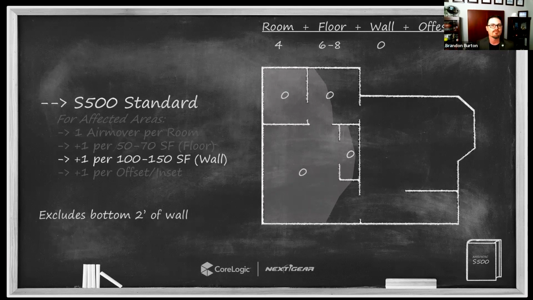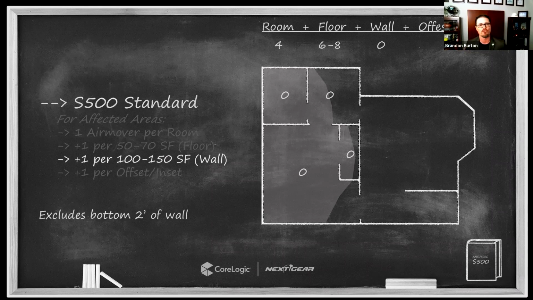The next step is then to add air movement for the affected upper walls and ceilings. Upper walls meaning that the bottom 2 feet of wall are already covered by your air movers installed for the floor. So if you have wet area that is wicked up higher than 2 feet on the wall, then we add additional air movement for that at 1 for every 100 to 150 square feet of upper wall and ceiling. In most cases, that's not what we see.